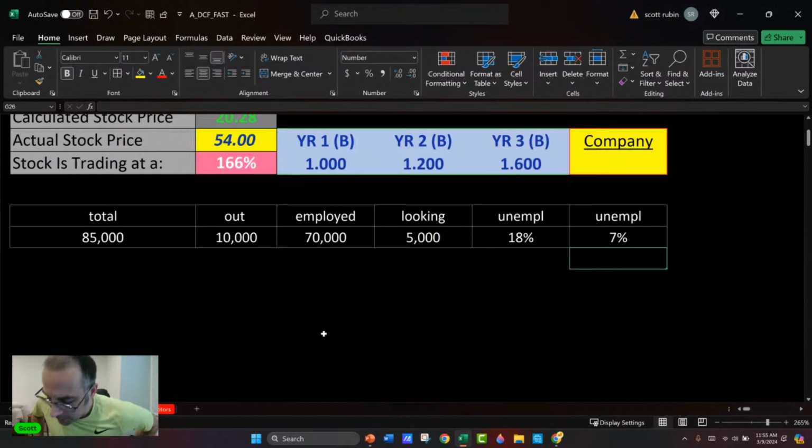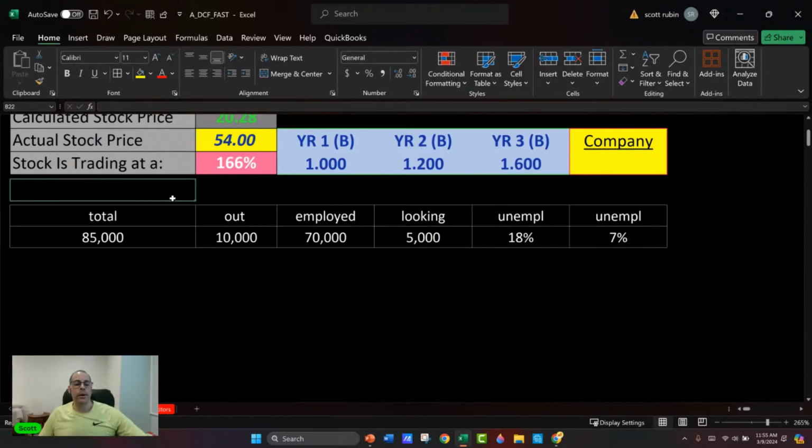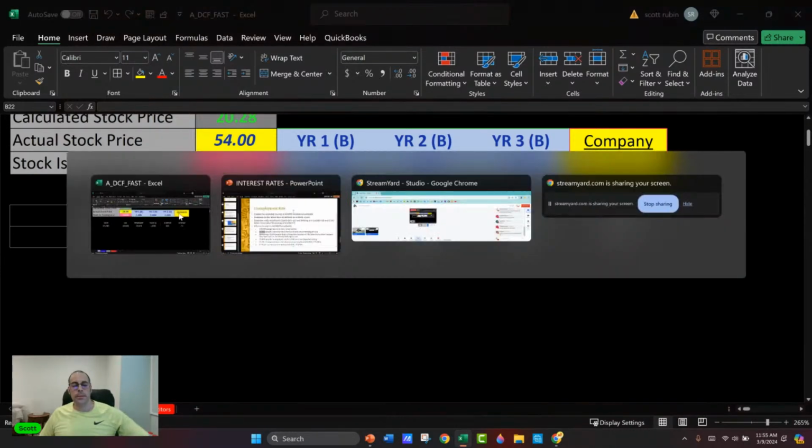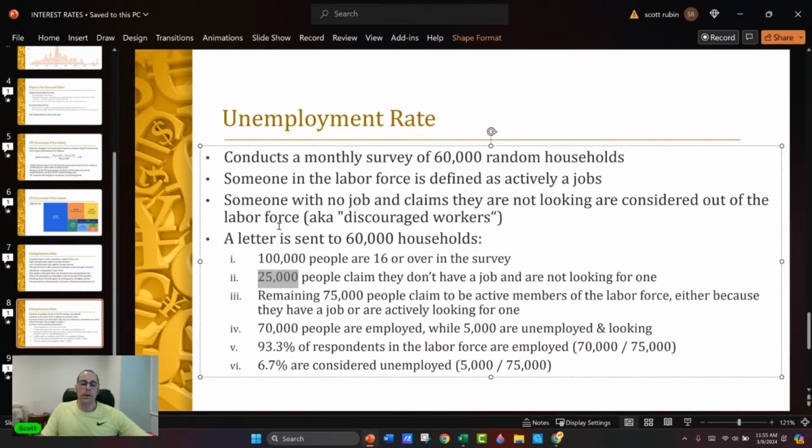But they do provide the real unemployment rate equation. The people who claim they're not looking for a job anymore, but should be looking for a job because they're of a good age to look.